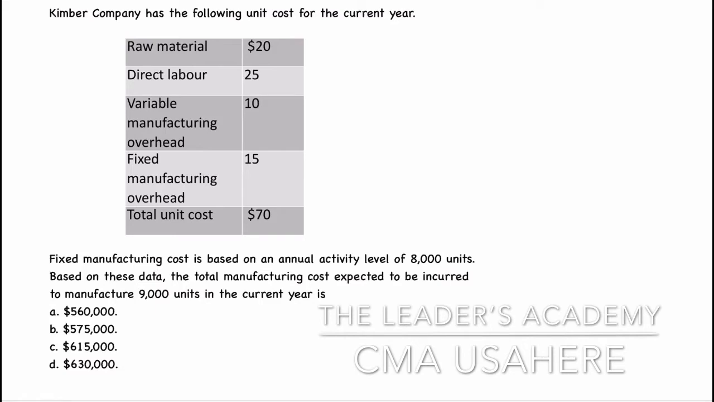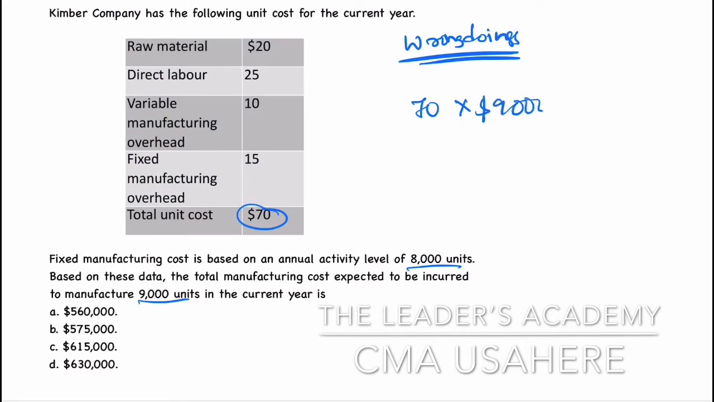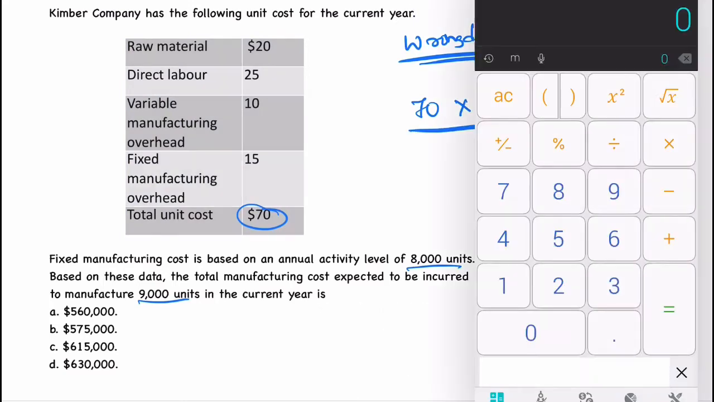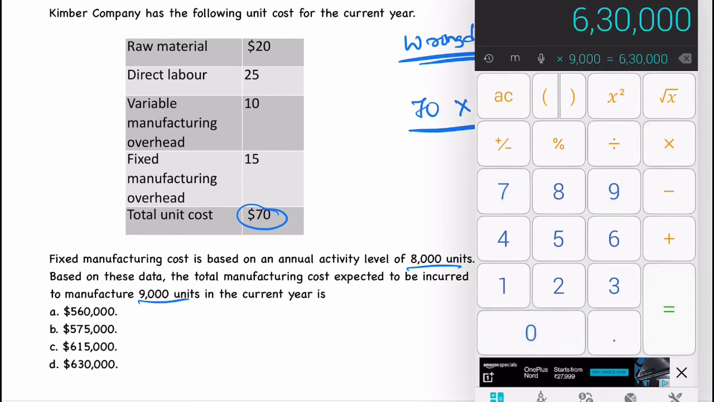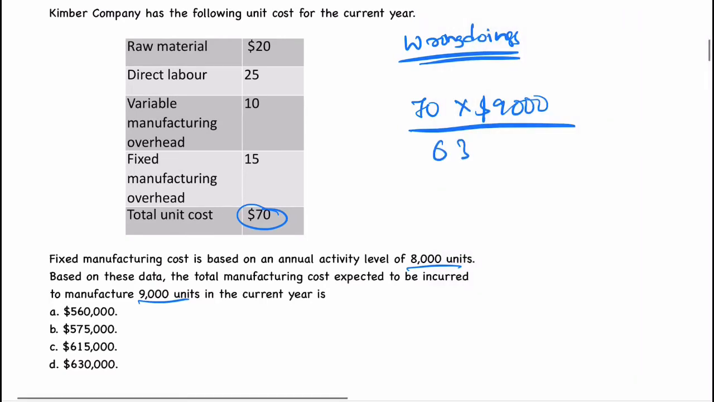Here they are asking us a very simple calculation, but still where we go wrong is in the activity level of 8,000 and 9,000 units. I'll tell you all the wrongdoings which are going to happen first. Basically this is a simple question, but still most of us go wrong. Total unit cost is 70 into 9,000, that will come to 630,000. This is the first thing which we do wrong. We have the option, but that is not the right one.